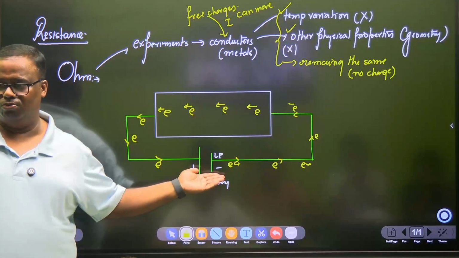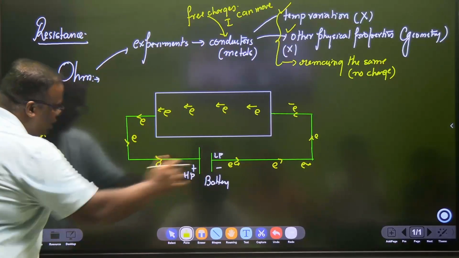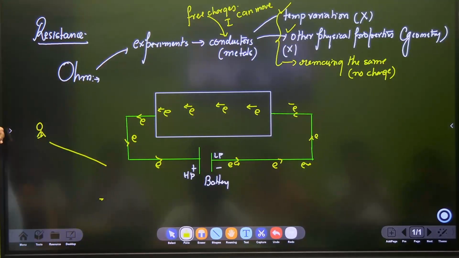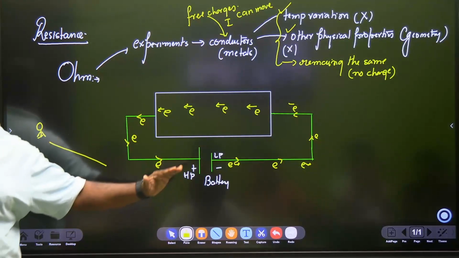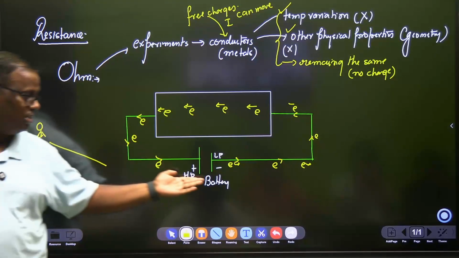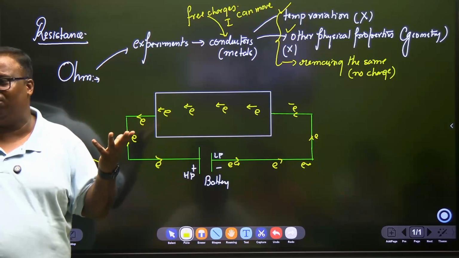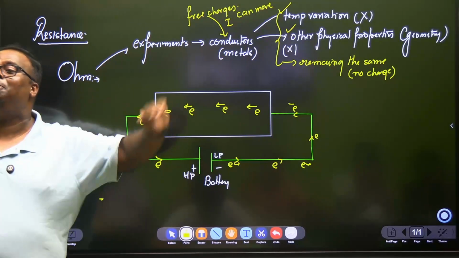How does it move? Imagine the electron to be a small baby. At this junction, the battery has created a potential difference. The baby just slides, from higher potential to lower potential. So what is the job of a battery? You should understand this. The battery does not give birth to electrons. The battery is an electron pump.